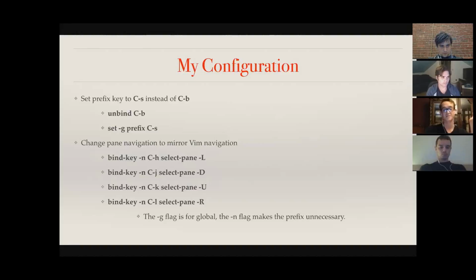So I changed my prefix key because that was uncomfortable. It pulled my hands away from the home row to get to the Control-B. So I unbound the Control-B and set it to Control-S. Makes it a little bit easier for my hands to move around. And then I changed the pane navigation so that it was more like Vim because I was really comfortable with how I moved around in that text editor. So in the configuration, if you want to set a global thing, the -g flag is for global. And if you don't want to use the prefix when using a command, the -n flag makes the prefix unnecessary.